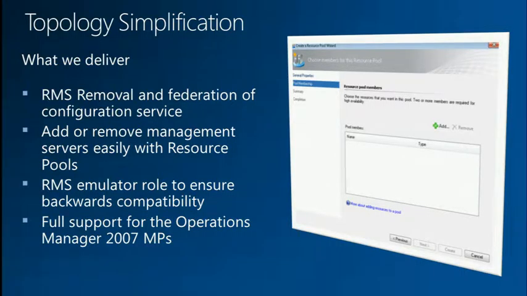Now, we use a similar concept to do network device monitoring in this release, and so we certainly don't want that to happen again. And so what we've done in Ops Manager 2012 is the following to solve the problem. First, we got rid of the root management server. That involves a couple of things. First of all, we federated two components of the root management server, that is the configuration service and the SDK service component.